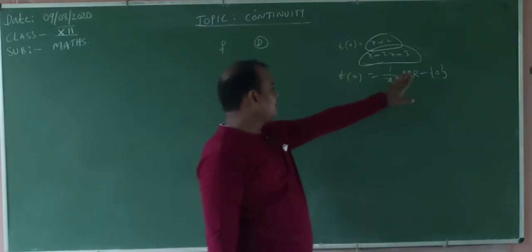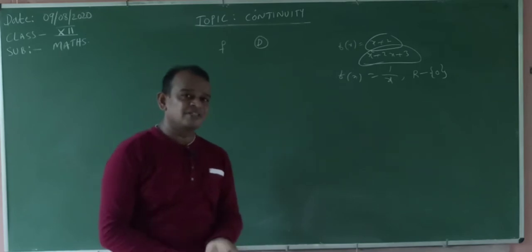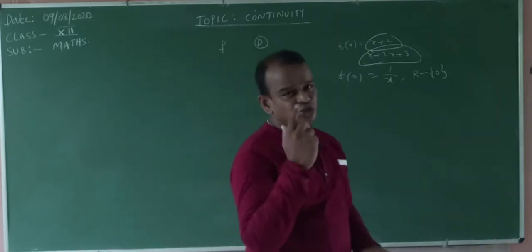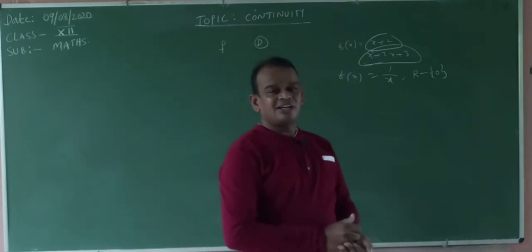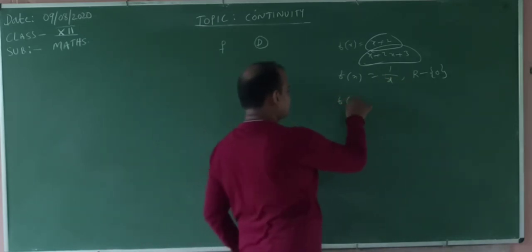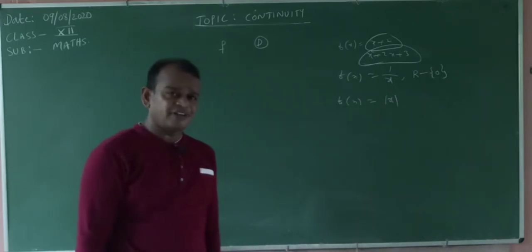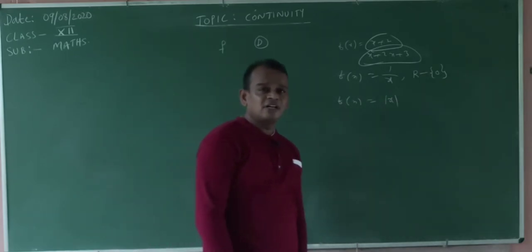Now f of x is equal to 1 by x is continuous on R minus 0, means discontinuous 100% at 0. No doubt at all. Discontinuous where? At 0. First of all, f of x is equal to mod x. It is defined for every value of x. That's why the domain is everywhere.